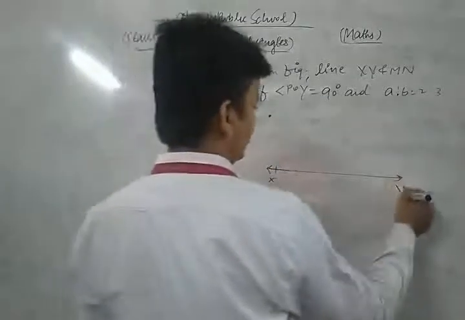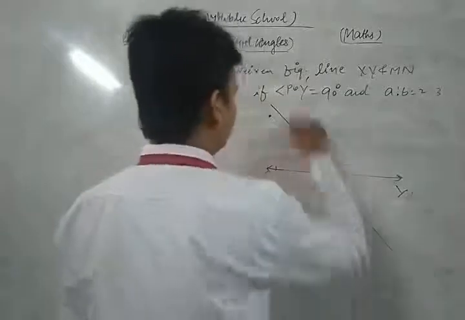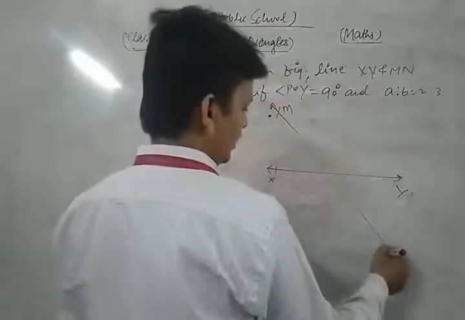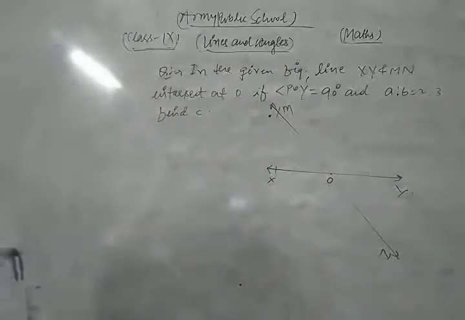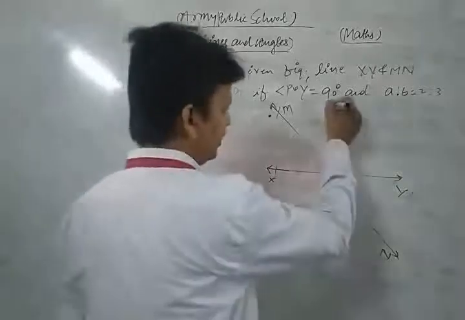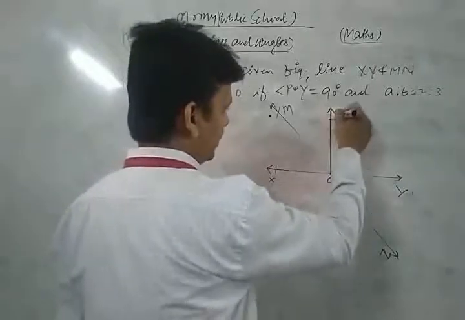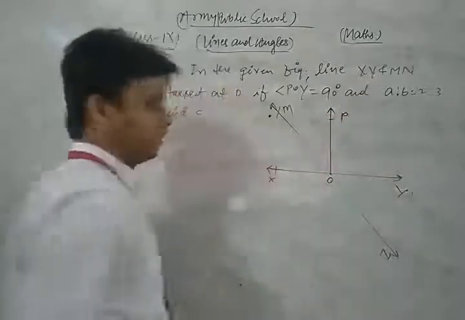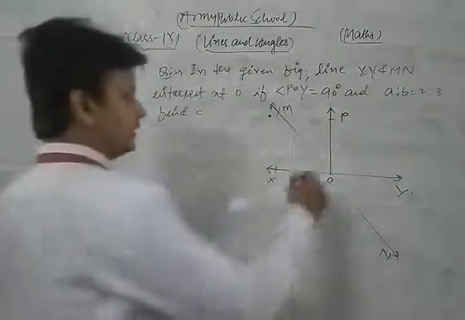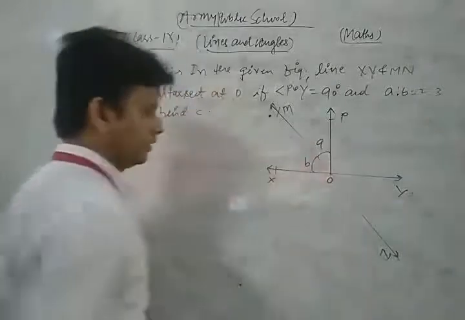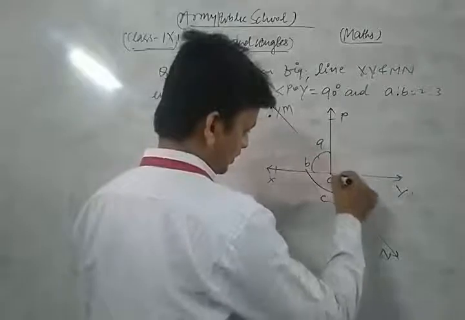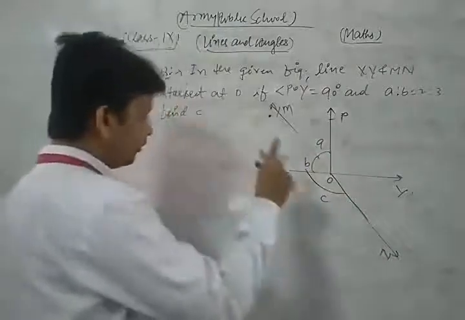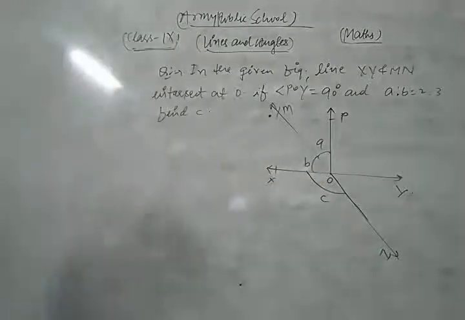And your figure is, this is XY and this is MN, intersecting each other at point O. Here OP stands on the line XY. This is a, this is b, and this is c, angle c. So in that figure we find the value of c. Now let's see its solution.